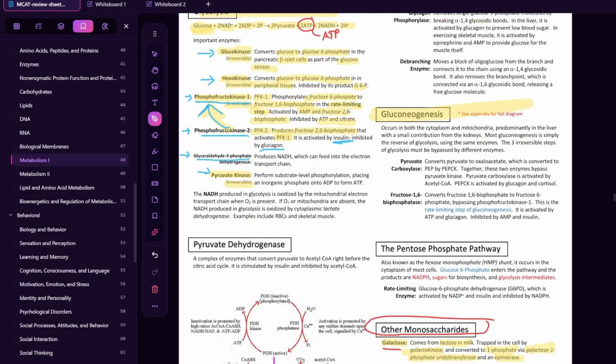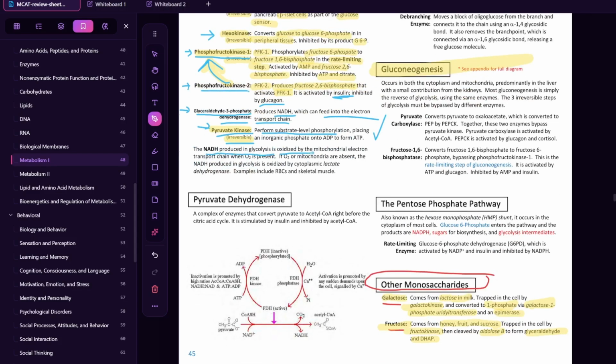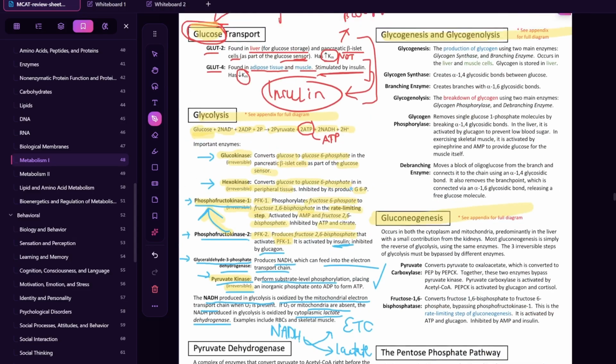And glyceraldehyde 3-phosphate dehydrogenase produces NADH, which can feed into the electron transport chain. Pyruvate kinase can perform substrate-level phosphorylation. We went over that. The NADH produced in glycolysis is oxidized by the mitochondrial electron transport chain. So remember the ETC? I said the NADH would then go to the ETC. But if O2 or mitochondria are absent, the NADH produced in glycolysis is oxidized by the cytoplasmic lactate dehydrogenase. So it might actually be going to lactate.